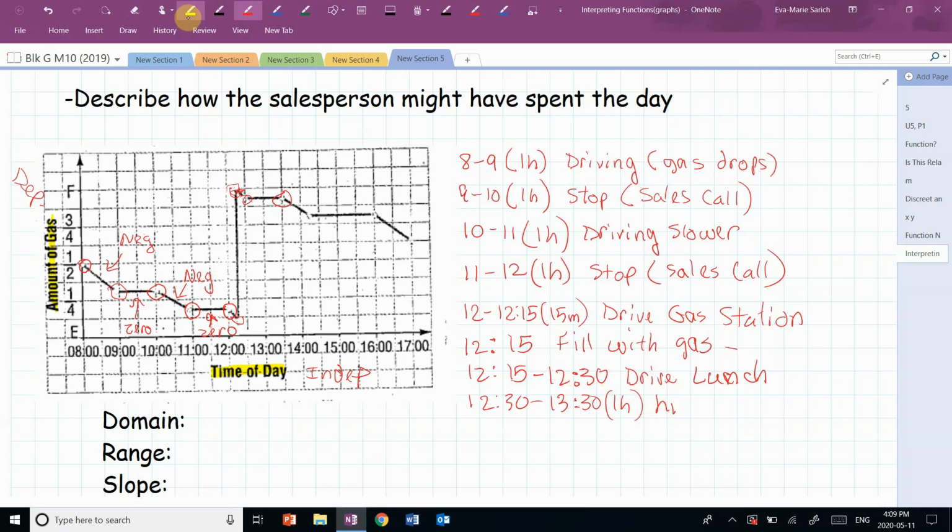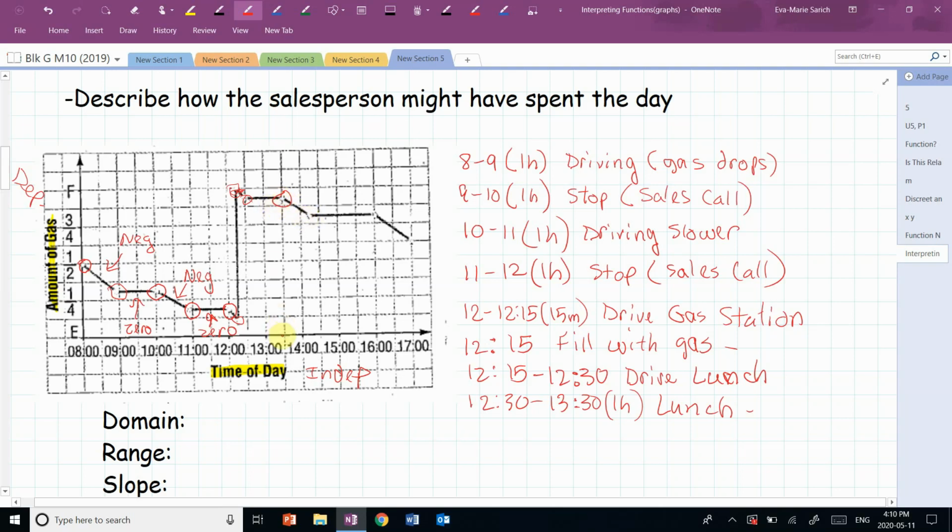Maybe they drove back to the office. Maybe they drove to a restaurant. We don't really know, but this is where we're stopped. And we can assume just because of the time of day that they're probably having lunch. Maybe they're having a business lunch. They're trying to sell over the lunch hour as well. All right, and then the car again has time going by and the fuel is dropping.